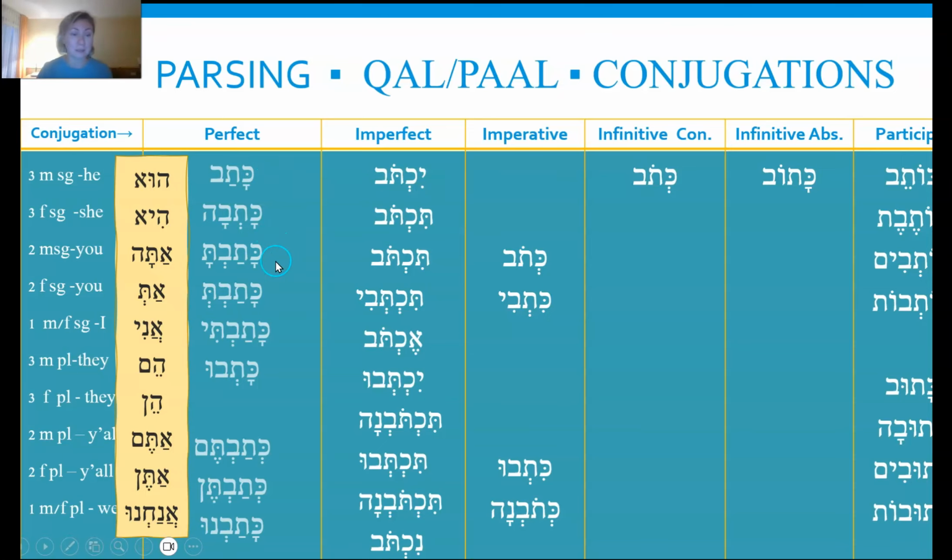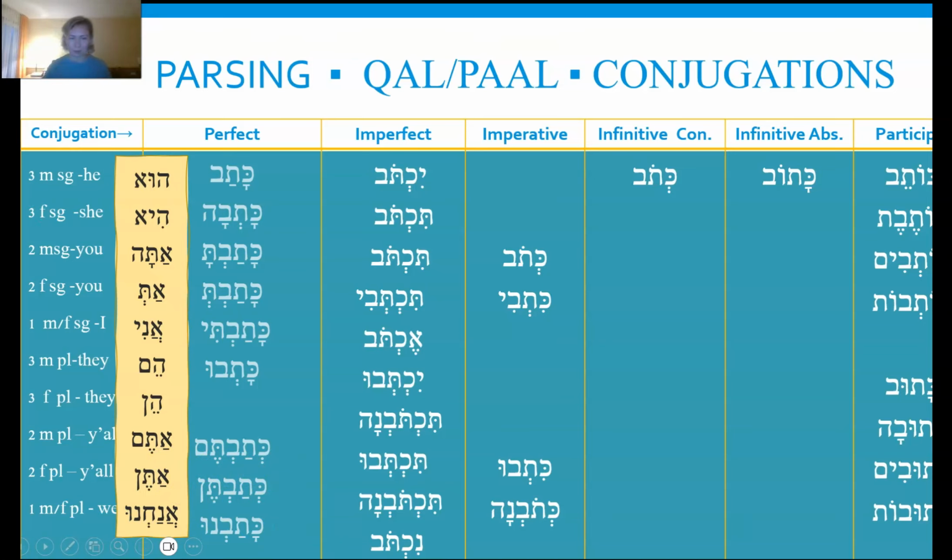כתב, כתבה, כתבת, כתבת, כתבתי, כתבו, כתבתם, כתבתן, כתבנו. And it is really helpful to read them with the pronoun. So in this case, I would read the pronoun and the verb: הוא כתב, היא כתבה, אתה כתבת, את כתבת, אני כתבתי, הם כתבו, הן כתבו, אתם כתבתם, אתן כתבתן, אנחנו כתבנו.